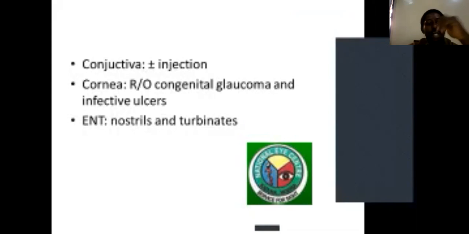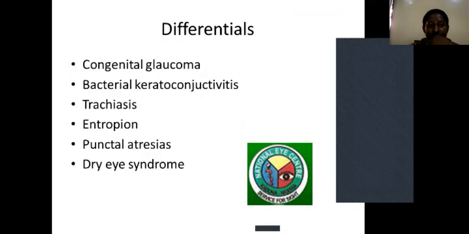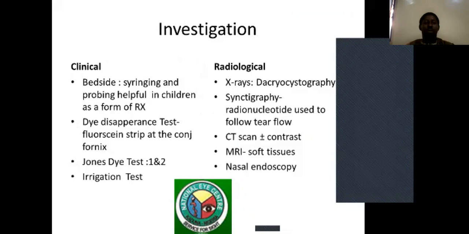bacterial keratoconjunctivitis, tracheitis, entropion, sometimes punctal atresias, and then dry eye syndrome. Now, investigation: we have clinical and radiological investigations which we usually carry out in our patients. Now, one can do syringing and probing. This is known to be helpful in children, as sometimes it acts as a form of therapeutic treatment, particularly those about 12 to 18 months, because it helps to open up the lacrimal apparatus, which did not canalize.